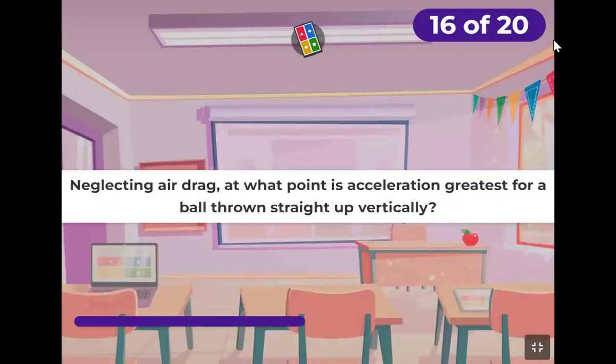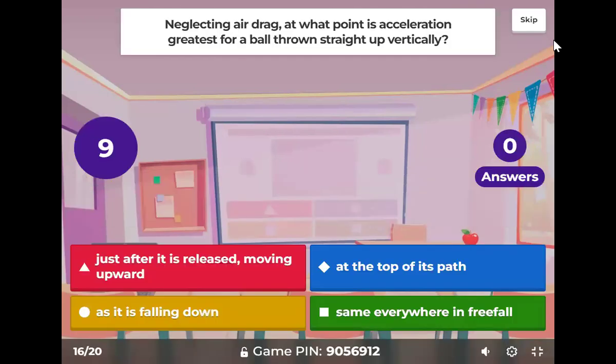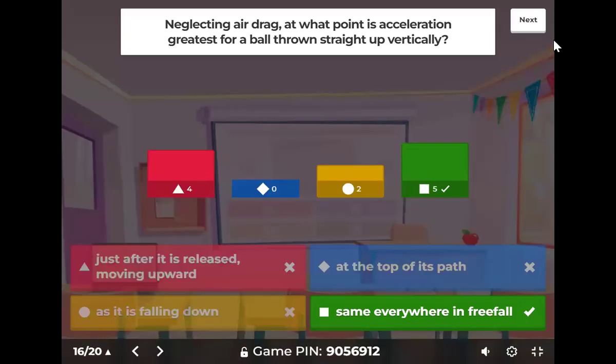Neglecting air drag, at what point is acceleration greatest for a ball thrown straight up vertically? Acceleration. Yeah, same everywhere. So you throw a ball straight up. It's moving really fast straight up. Now, as soon as it leaves your hand, it's in free fall. It's moving upward, has upward velocity, but downward acceleration. How much is it accelerating down? 10 meters per second squared.